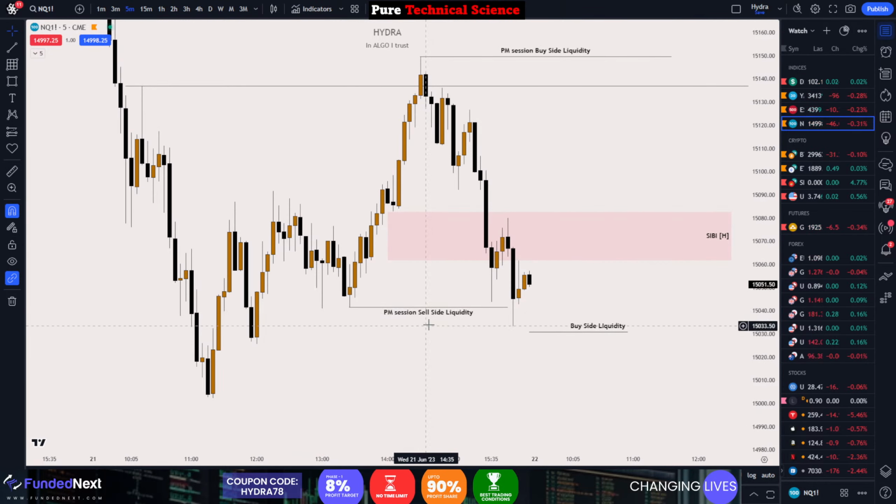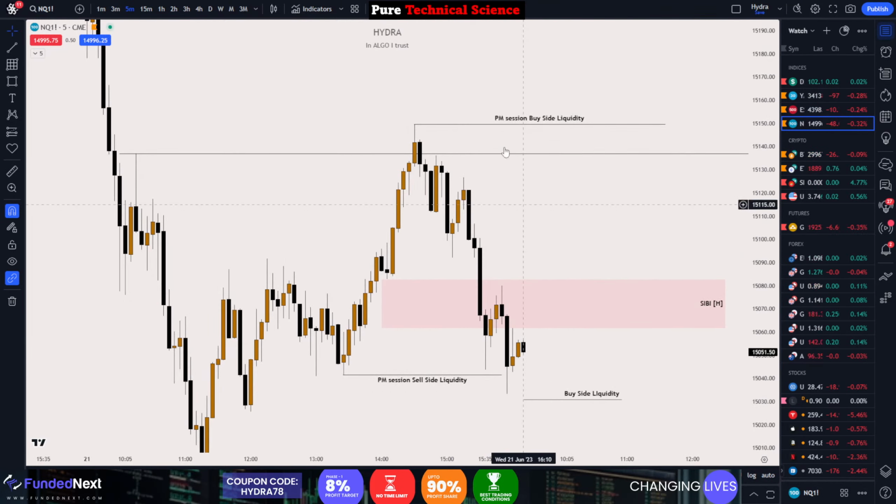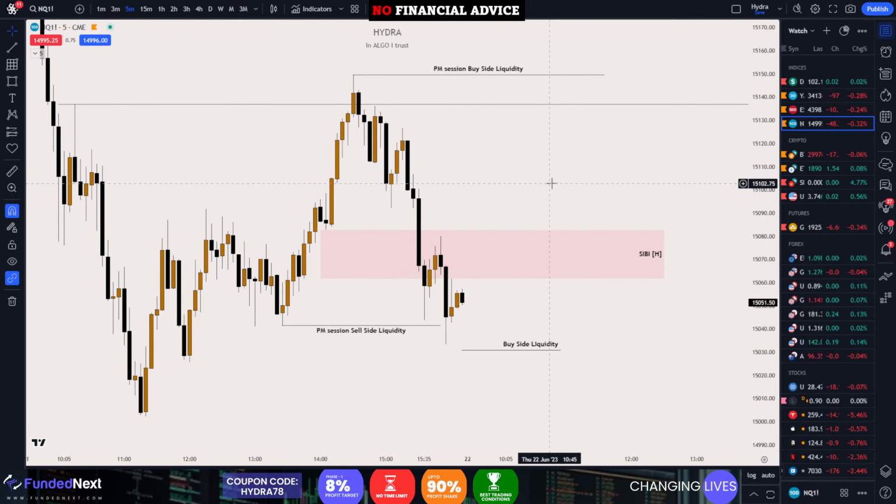So we had our PM session sell side liquidity from yesterday here. This is our PM session low, and we count the PM session hunt from 1:30 till 4 o'clock. Sorry, 5 o'clock, right? So we have our lower low here that took the PM session low from yesterday, and we have our PM session buy side liquidity from yesterday intact. So that's what I'm expecting to see.